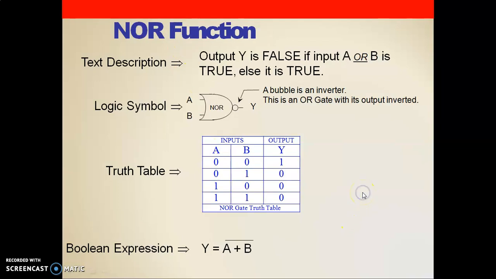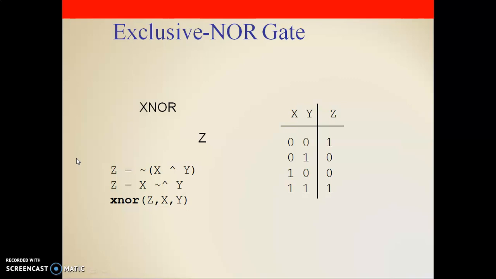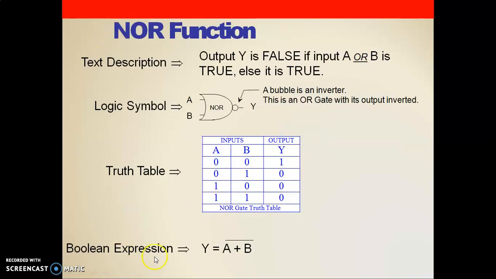Okay. Next one is the NOR gate. NOR is nothing but the OR's inverter. The diagram clearly specifies this is the OR gate and this bubble shows the inverter. Whatever the outputs of the OR gate, if we invert those outputs, we'll get the NOR gate's output. This is the truth table for the NOR gate. And the Boolean expression shows Y equals A plus B, which is the Boolean expression for the OR gate, and with the bar it is the NOR gate Boolean function.